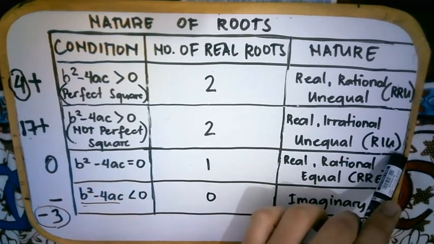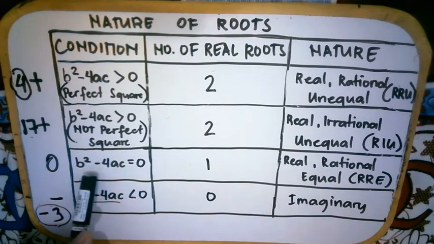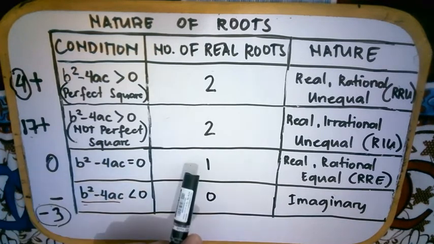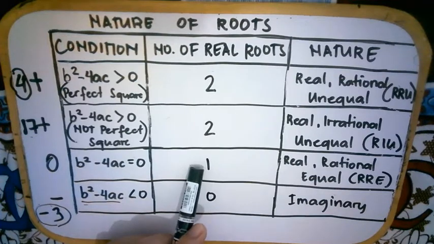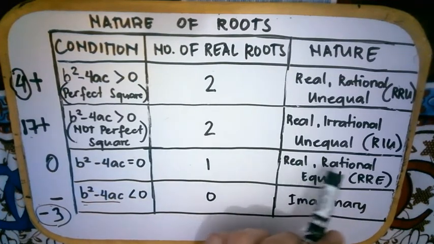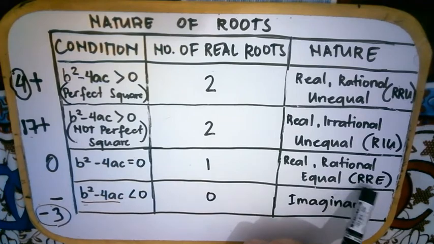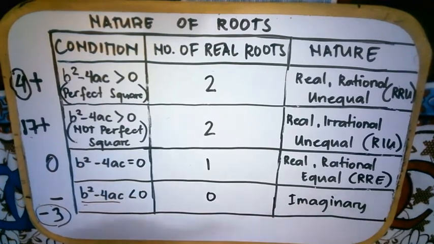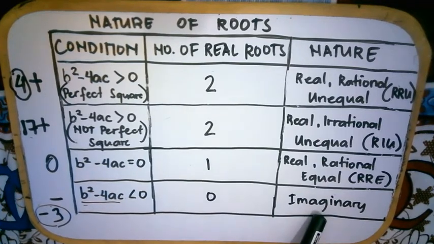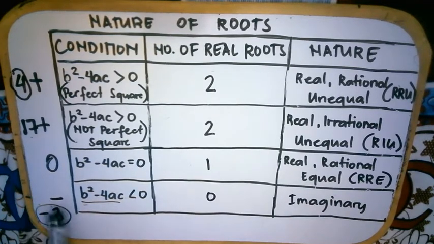The next one is, kapag ang value ng discriminant ay 0, ang number of real roots ay 1, and then ang nature ay real, rational, equal, or RRE. And last one, kapag ang value ng discriminant ay negative, any negative number, automatic, ang number of real roots ay 0 and then imaginary.